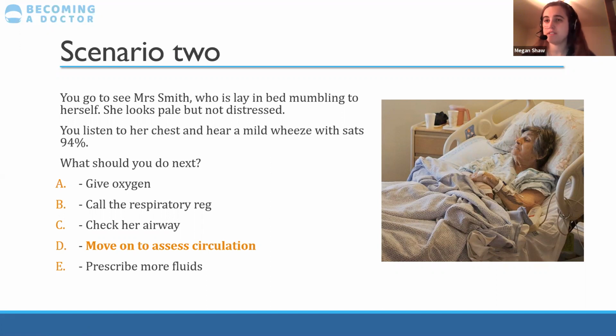who are known COPD. So I wouldn't give her oxygen at this point, but I'm not concerned enough to call the respiratory reg at this point because she's got a mild wheeze, but we know she's got COPD. But we're not going to prescribe her fluids straight away, so I would move on to assess her circulation.